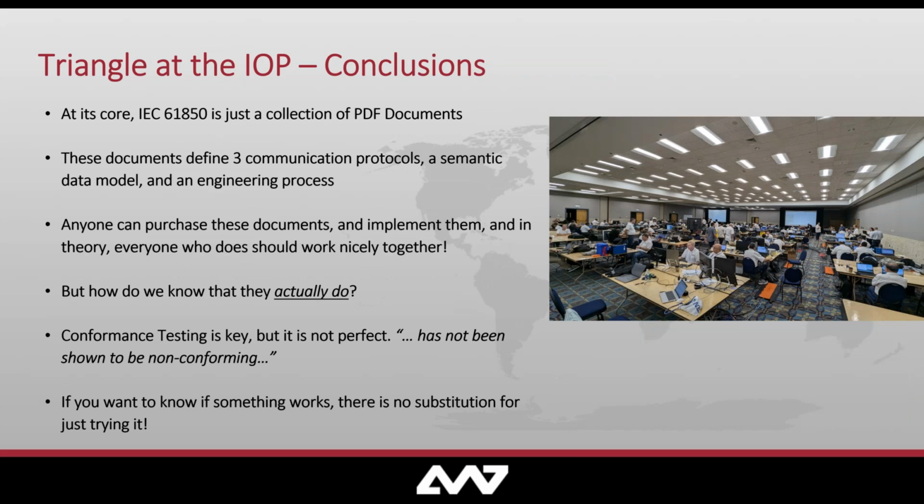So, conclusions, just a couple things that I think bear repeating. At its core, IEC 61850, what is it? The only thing you can hold in your hand is maybe if you print out the collection of PDF documents. But these documents define a lot. At a bare minimum, they define three communication protocols, those being GOOSE, sample values, and the client-server communications that pass over MMS. A semantic data model, where we always talk about logical devices, logical nodes, data objects, and attributes, as well as the engineering process that brings it all together.